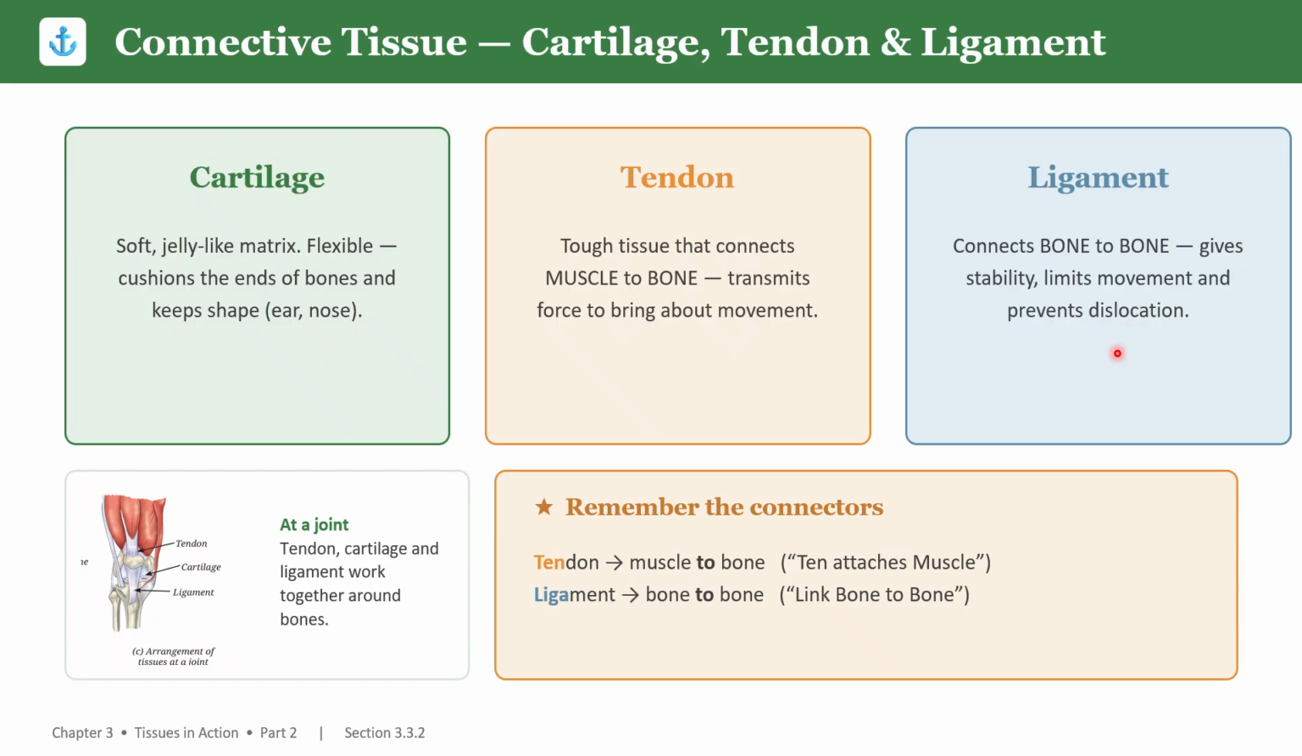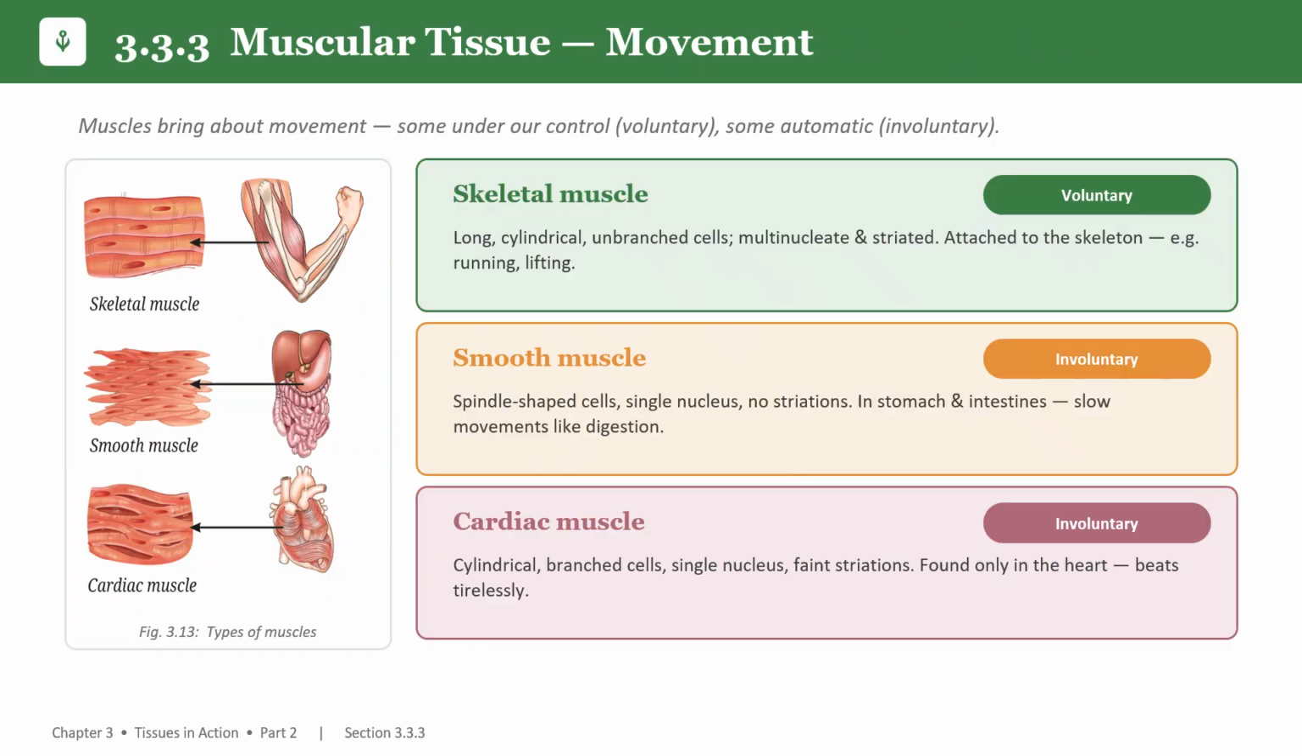Here in this picture you can see the tendon, here this is the cartilage and this is the ligament. Memory trick: tendon is muscle to bone, that is tend, right? It attaches muscles, and ligament is bone to bone, linking bone to bone. Always remember this. Next we are going to see the muscle tissues.